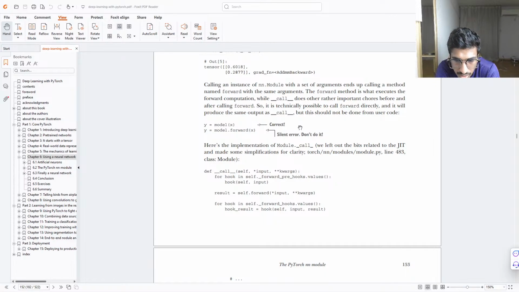Here is the implementation of Module.__call__. We left out bits related to the JIT and made some simplifications for clarity. torch.nn.modules module.py, __call__: for hook in self.forward_pre_hooks.values(): hook is applied to self and input. Result is equal to self.forward.